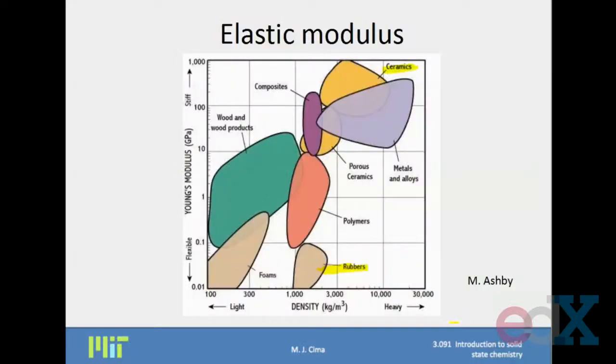The other thing that's on here is some materials that are not homogeneous. You can see here foams. They're composed of a material and air. They have very low modulus, but they're also low density.